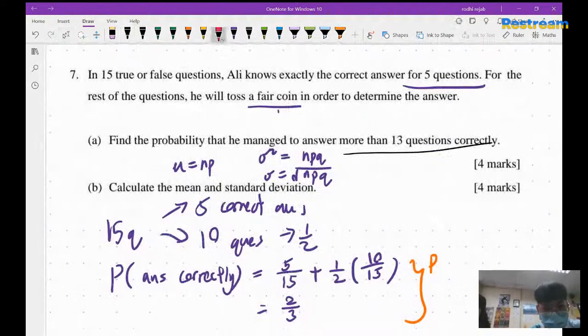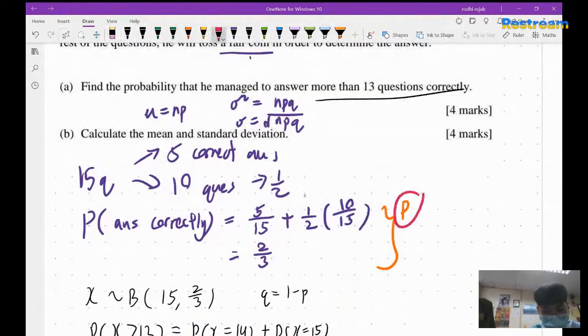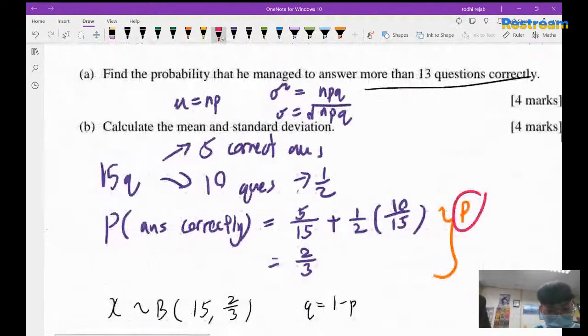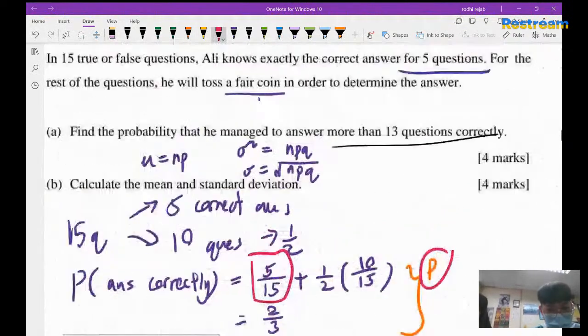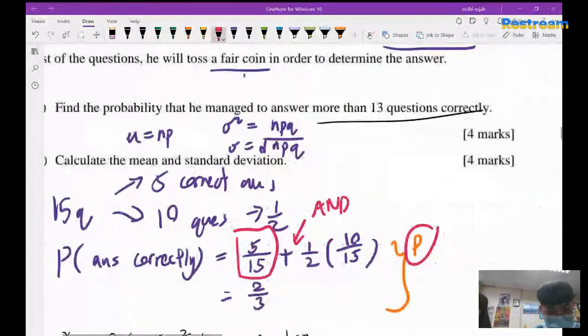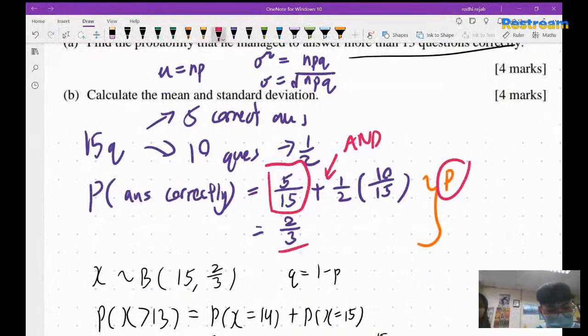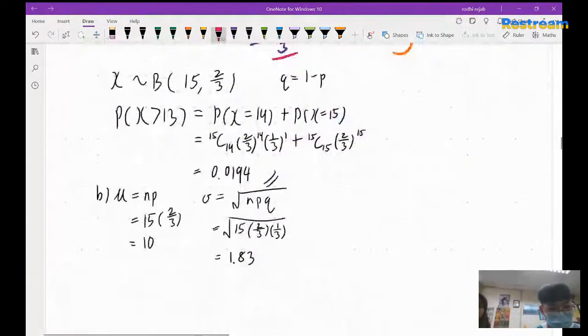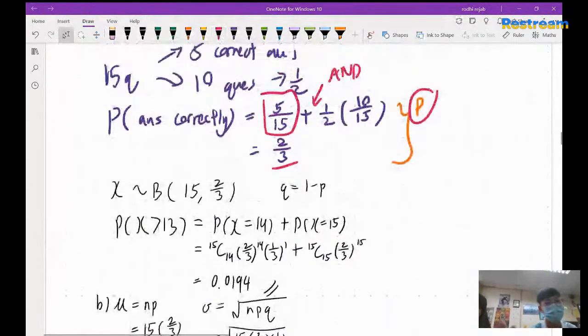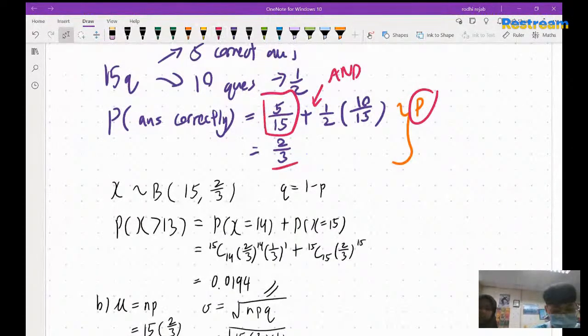So the hard part is just to find the p, which is the probability to answer one question correctly, because we have to factor in the probability to get these 5 questions correctly out of these 15 questions, and then we use plus, it's a union, so you get the 1/2 times the other 10 questions out of 15 questions, so the total is 2/3. Once you get this part correct, I believe the rest of the questions will be very easy. Alright, that's for my presentation for this question. I'll pass on to the next presenter.